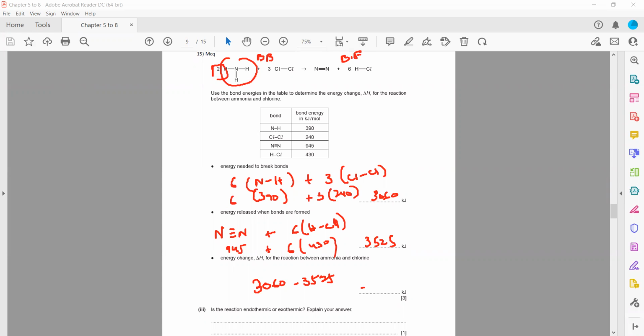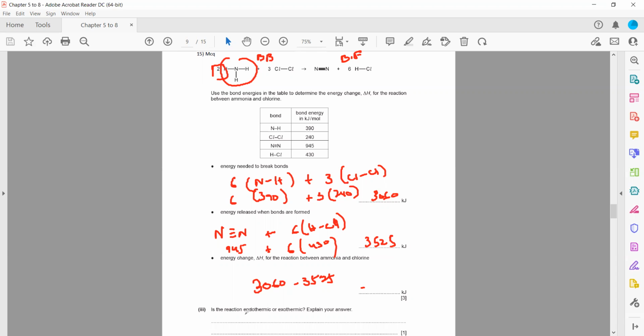The bond breaking minus bond forming. You should mention the steps. Getting the final answer carries a mark, but it is better to write the steps as well. Getting a correct value carries a mark. So when we subtract them, we get the energy change.